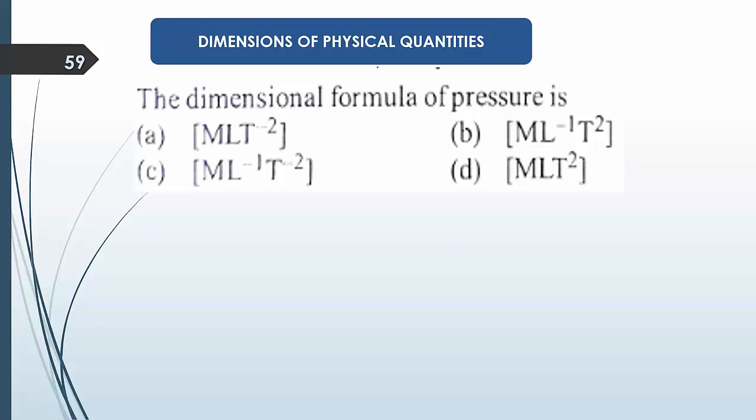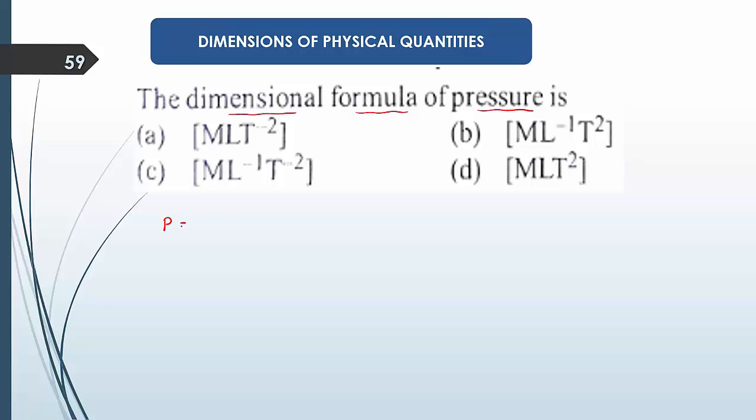Dimensions of a physical quantity. The question number 59. So from 59th question, it is related to dimensions of a physical quantity. Yes, let us start with 59th question. Better you can use the given CET material so that it will be very easy to understand the multiple choice question. Yes, 59th question. The dimensional formula of pressure is.